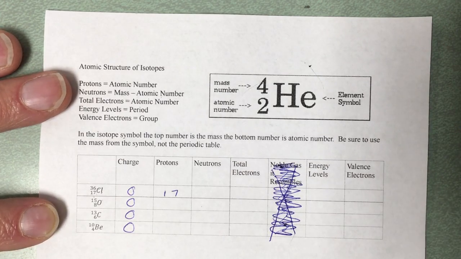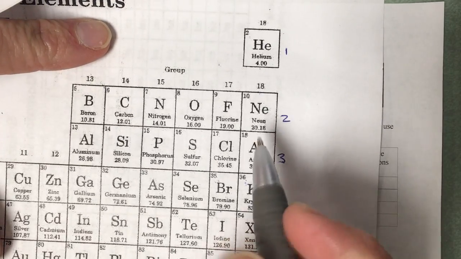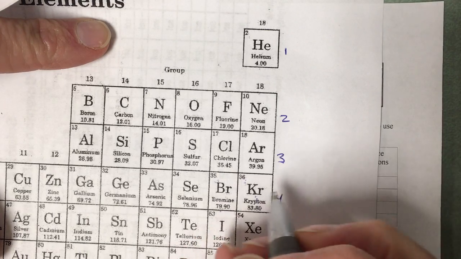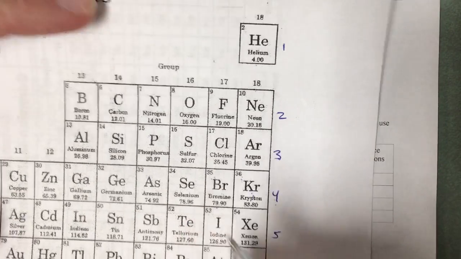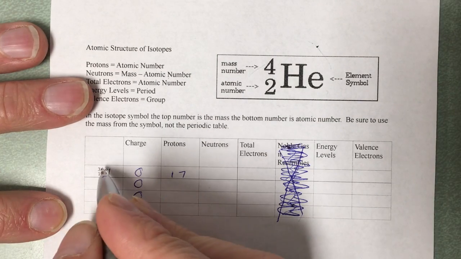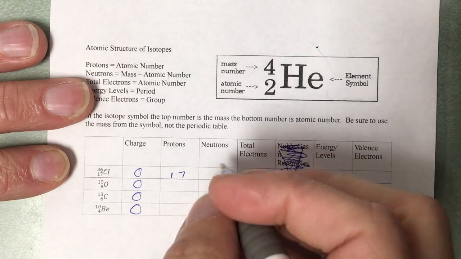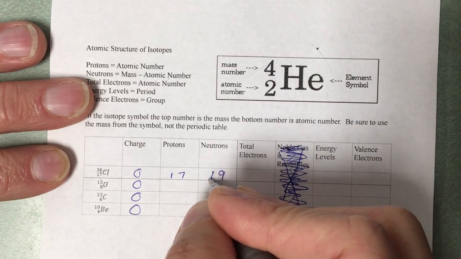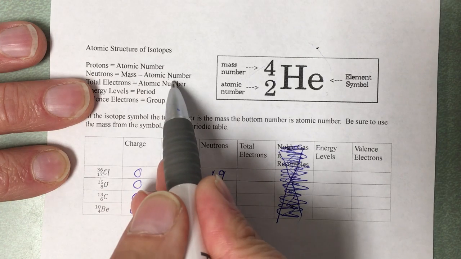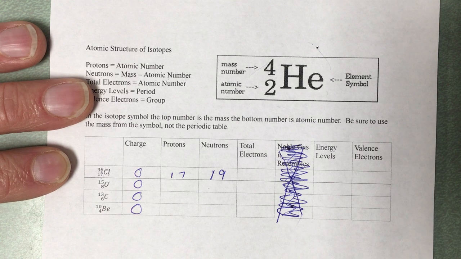When we get to neutrons, we don't use the periodic table. See on the periodic table here, it says the mass of chlorine is 35.45. Because that 5 is followed by a 4, we leave it alone, and we say the mass is 35. But what this symbol is telling me is I have to use a mass of 36. I don't want to use the mass that's on the periodic table. So instead of having 18 neutrons, like the periodic table says it should, this one has 19. And again, it's still just mass number minus atomic number. But we're going to use that mass, 36 minus 17, to give us that number.